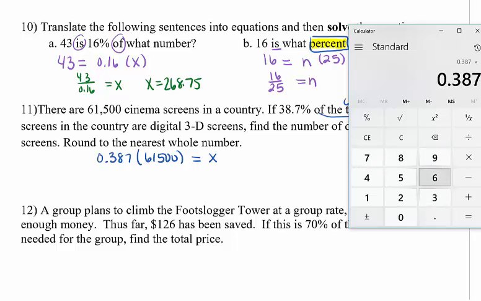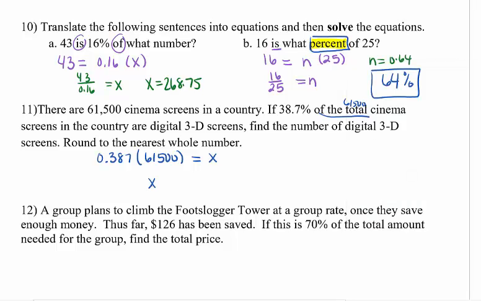0.387 times 61,500 equals, and it says to round to the nearest whole number. So my answer here should be 23,800.5, and we are rounding to the nearest, so it's 23,801.